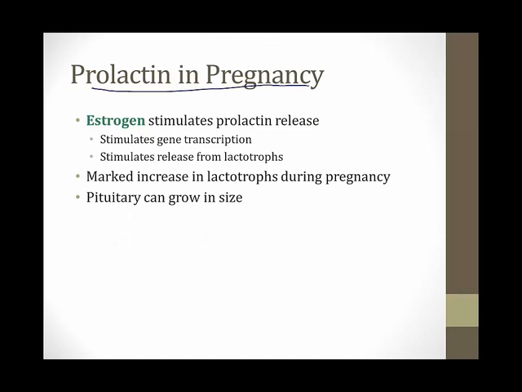Prolactin is very important during pregnancy. During pregnancy, estrogen levels are high, and estrogen can stimulate prolactin release from the pituitary gland. It can stimulate gene transcription for prolactin. It can also stimulate the release of the hormone from lactotrophs. For this reason, there's a marked increase in the number of lactotrophs in the anterior pituitary gland during pregnancy. This means that the pituitary gland will grow in size during pregnancy.